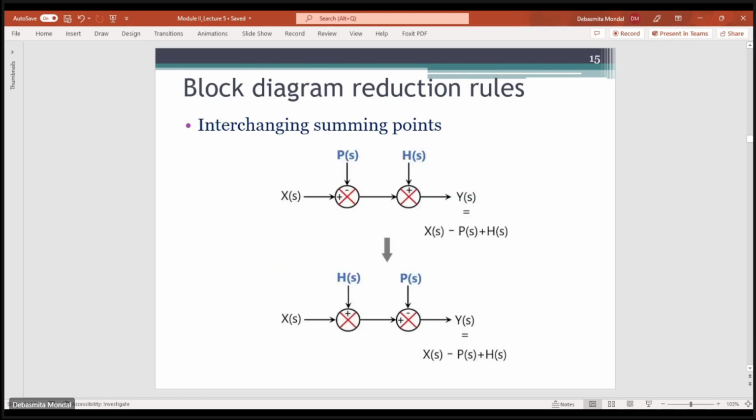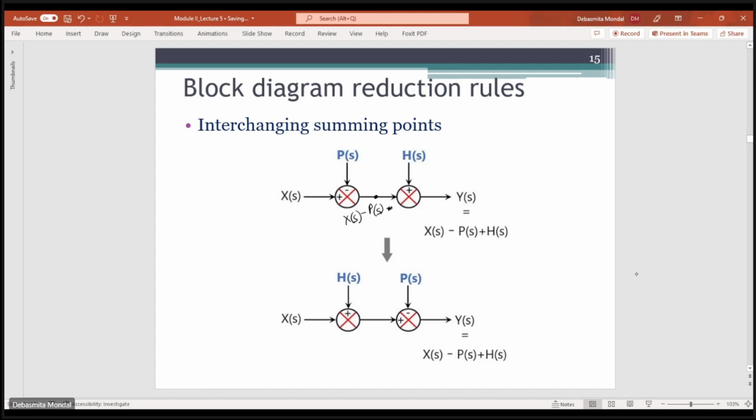Then the third rule is for interchanging two summing points. If you have two summing points which are connected one after another, you can simply interchange the two summing points. Here the output Y(S) will be equal to, the output here is X(S) minus P(S), and here this will be equal to X(S) minus P(S) plus H(S).